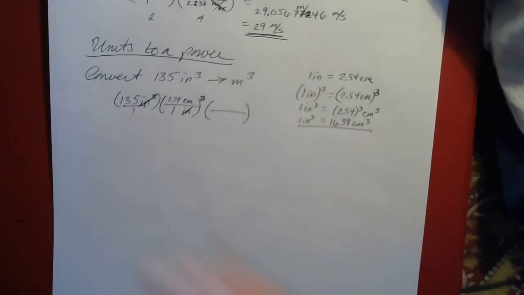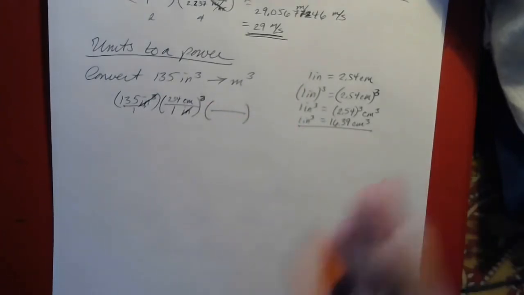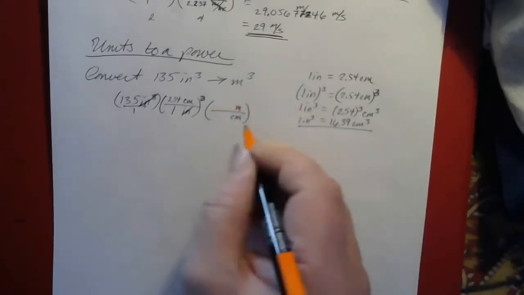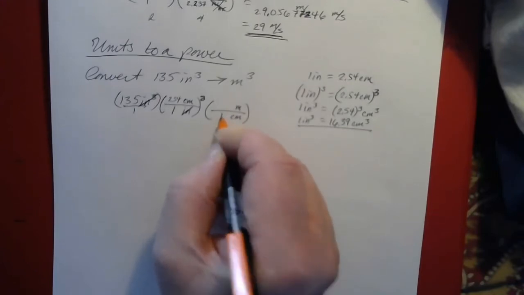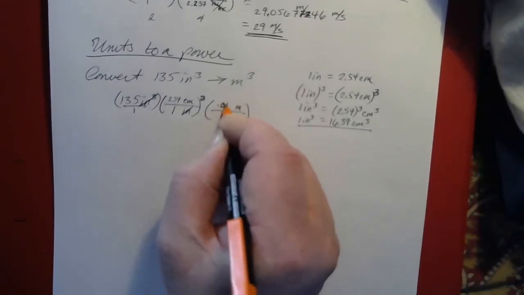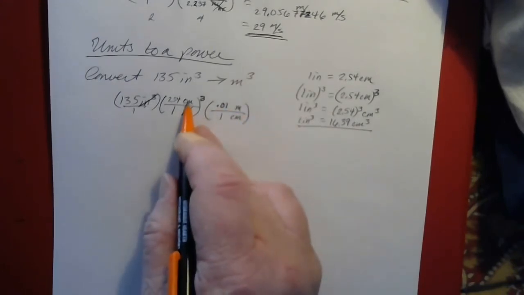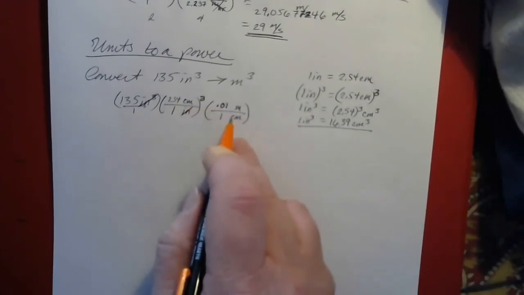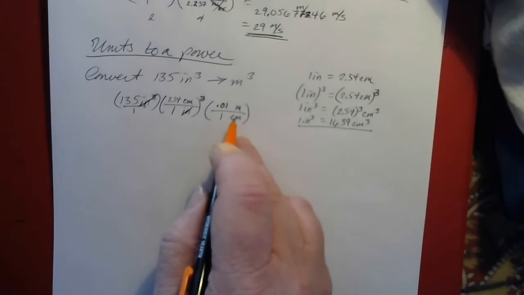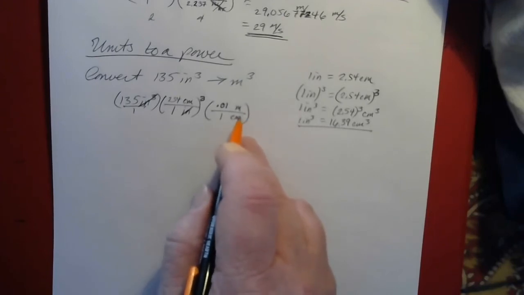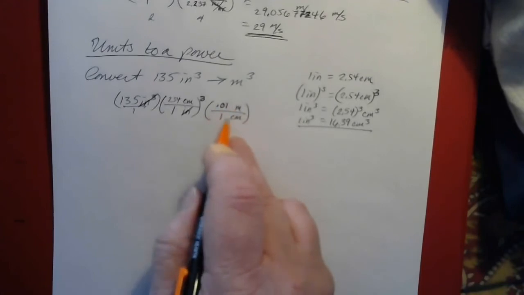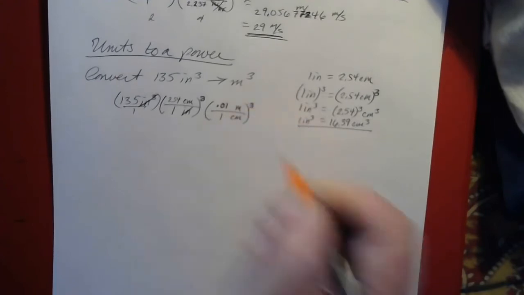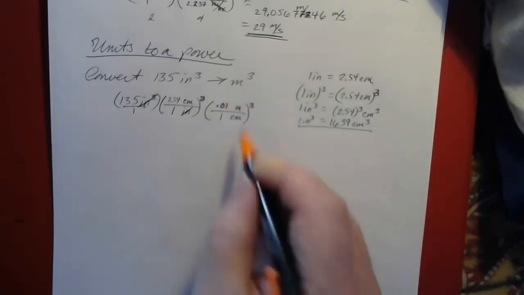And now all we need is the conversion factor between meters and centimeters. Centimeters on the bottom and meters on top. And 1 centimeter is 0.01 meters. But again, it's cubic centimeters in the second term that we need to cancel out. So we need this to be cubic centimeters also. And the only way we can get this to be cubic centimeters without changing the value of the conversion factor is to cube the entire thing. Again, we put the 3 outside the parentheses.